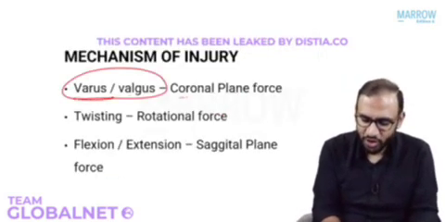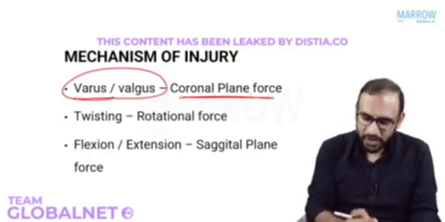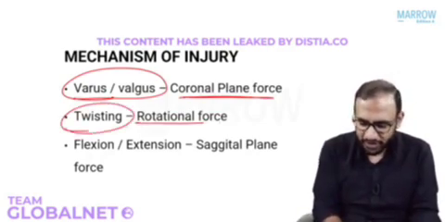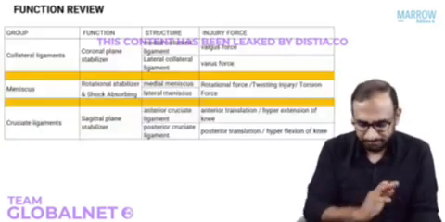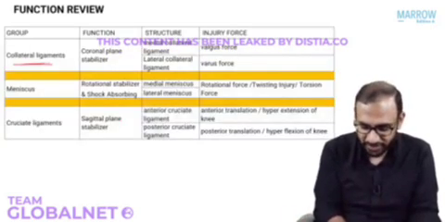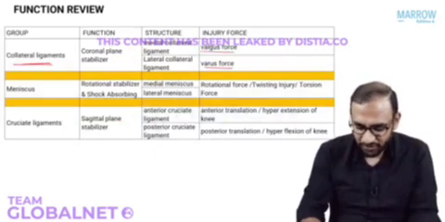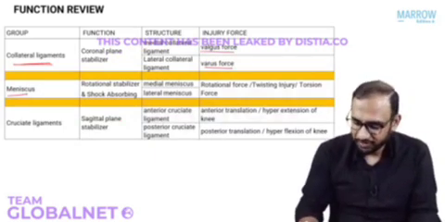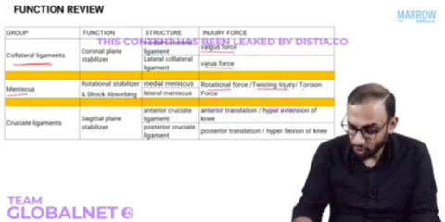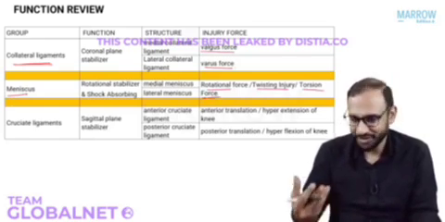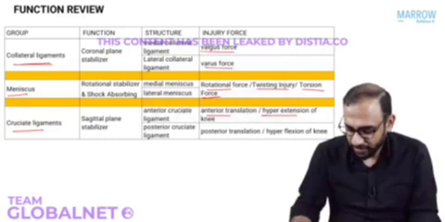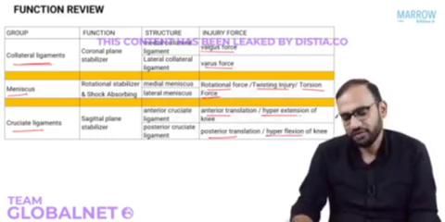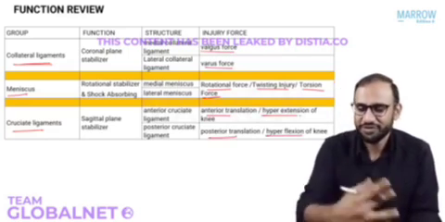Valgus and varus injury, coronal plane force will injure collateral ligament. Twisting injury, rotational force will injure meniscus. Flexion and extension, sagittal plane force will injure cruciate. Look at this. Collaterals will get injured by valgus force or varus force. Menisci will get injured by rotational force or twisting injury or torsional force. Just fancy terms for the same thing. Cruciate will get injured if there is anterior translation or hyperextension, posterior translation or hyperflexion or sagittal plane force.